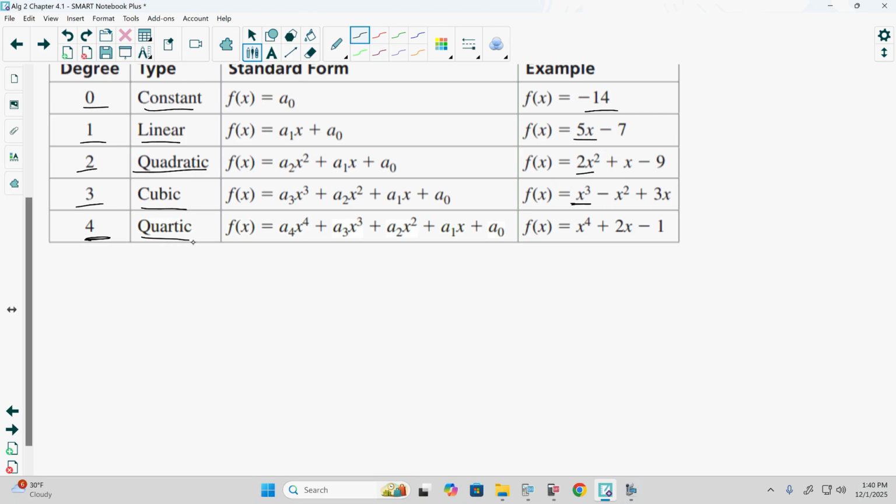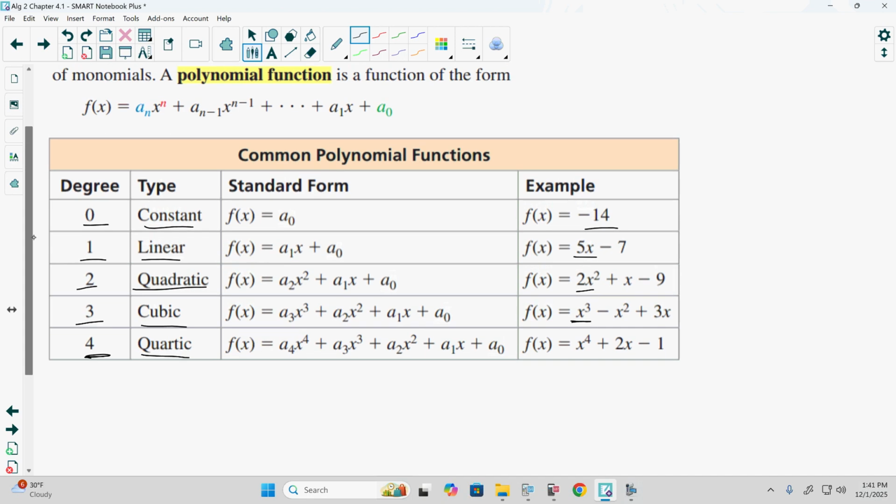Degree 4 is quartic, degree 3 is cubic, degree 2 is quadratic, degree 1 is linear, and degree 0, we don't have a variable, is constant. Really, we do have names for functions that are bigger than degree 4. Degree 5, I believe, is quintic, but we really don't start naming them, at least in here, beyond that. Questions on degree and type? So that's really what this is looking at.